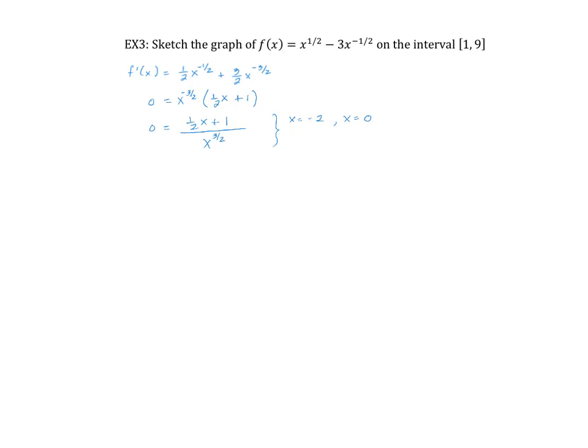However, these points are not in the interval from 1 to 9. So they're of no interest to me. Let's look at the second derivative.